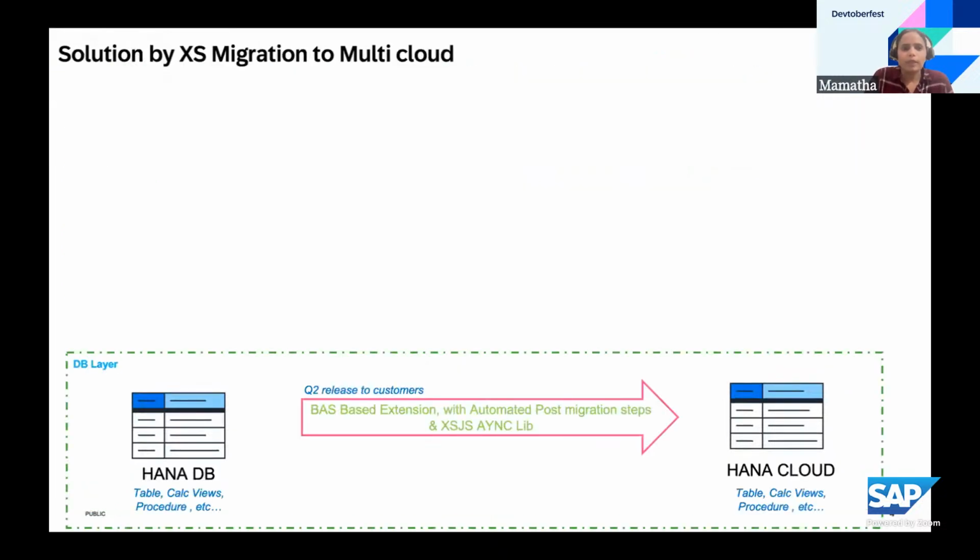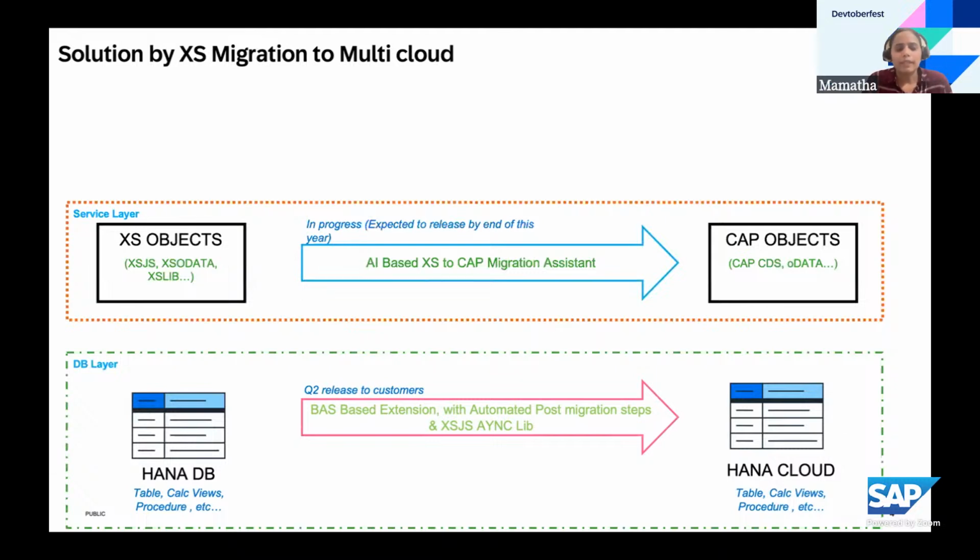The solution which we currently have for the HANA DB migration is a BAS-based extension called SAP HANA Application Migration Assistant, which was released to customers in Q2. It can be used to migrate your classical HANA DB artifacts to HANA Cloud. And for the service layer objects, which will be released soon, this is again a GenAI based tool. It will be integrated as part of our BAS extension.